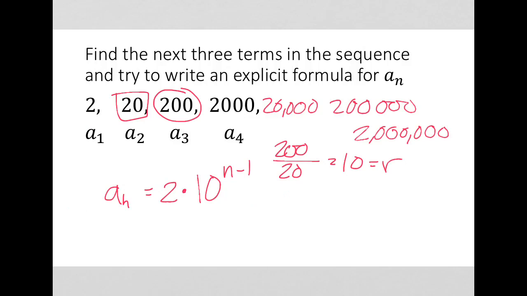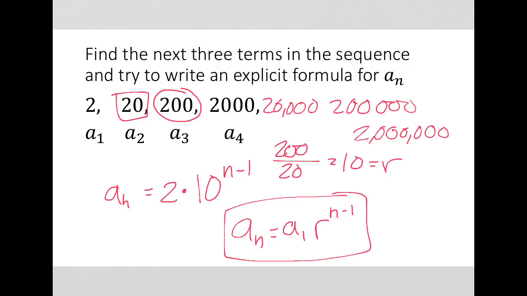Where did that 2 come from? Well, the 2 is our first term. So if we generalize this to a sub n, our explicit formula for a geometric sequence, we get a sub n equals our first term, a sub 1, times our common ratio r, raised to the power of n minus 1. So this will always allow us to generate a geometric sequence. A sub 1 first term times the common ratio r, raised to the power of n minus 1.